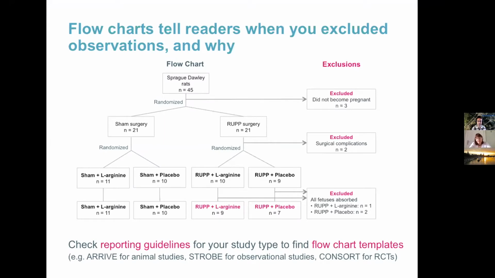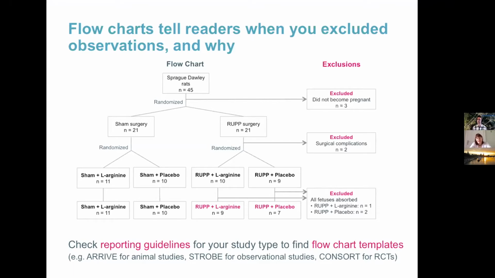Well, this is an example of what a flowchart might look like for an animal study. And the really important thing with flowcharts is that they tell readers exactly when you excluded observations from your study and why. And that why information is really important to understanding whether there's potential bias in your study.